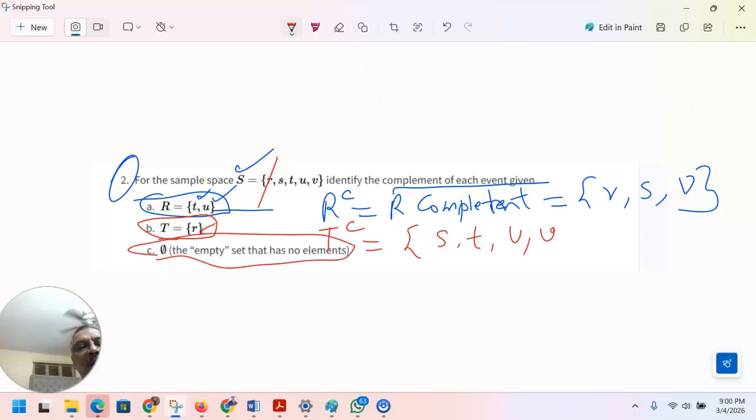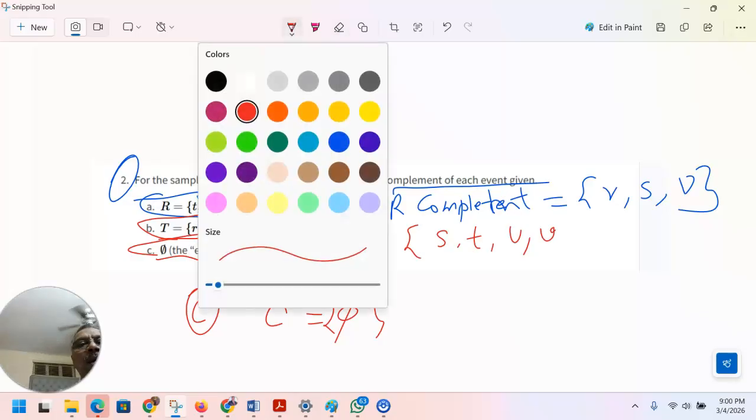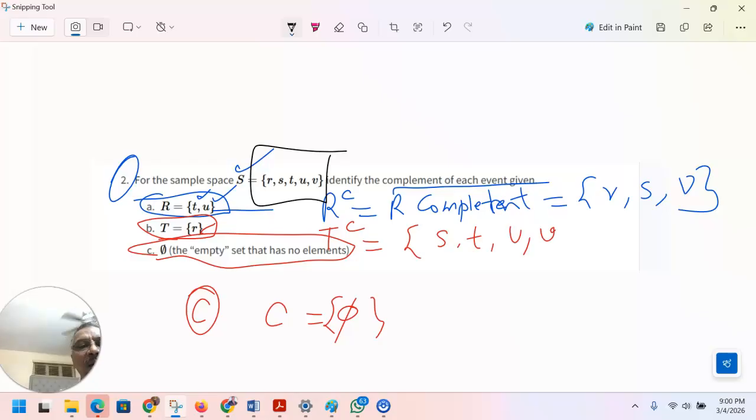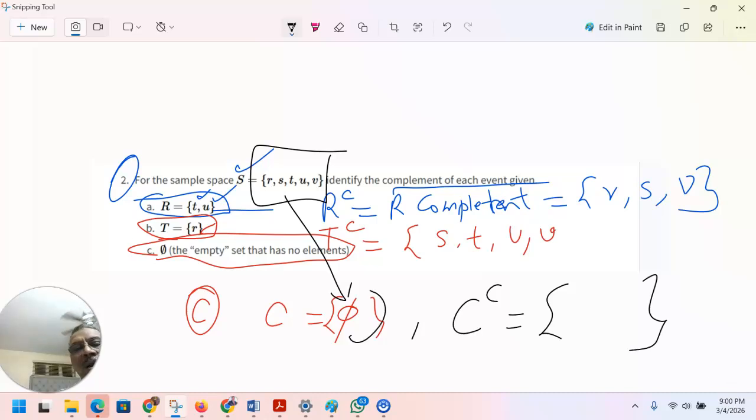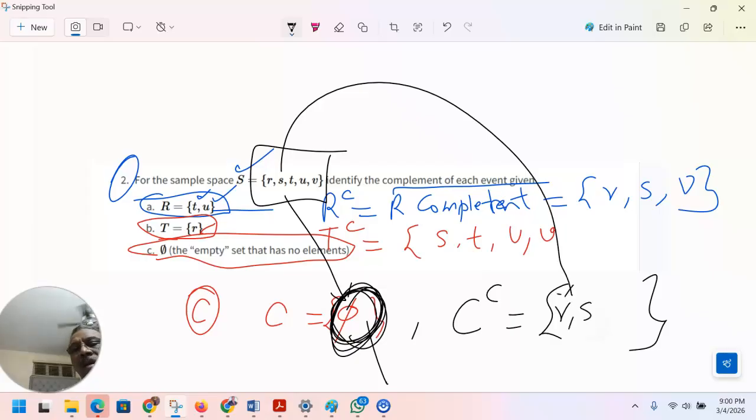And the last one is C, an empty set. So C says empty set, and let's call this C only, which is an empty set, right? So that means there's nothing here. So you have to write the outcomes of this that are not here. So C complement means you have to write something that should not be here. And you can say there's nothing here, which means all of this will come back here: R, S, T, U, and V.